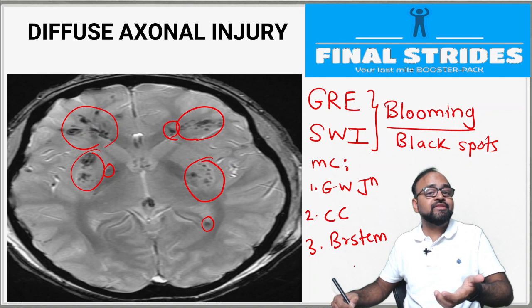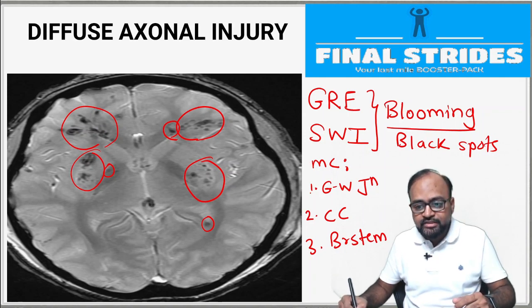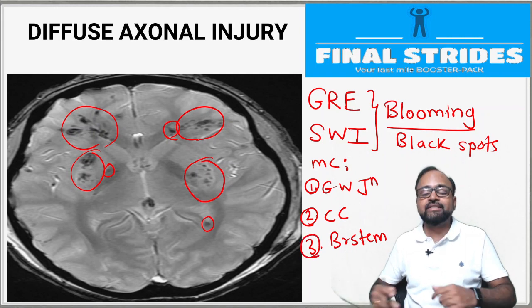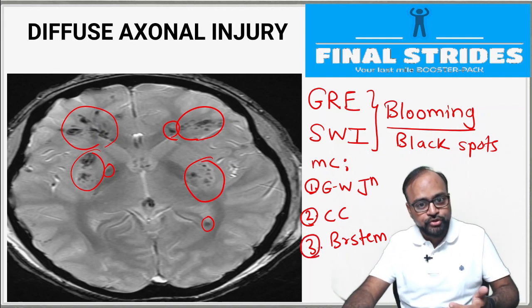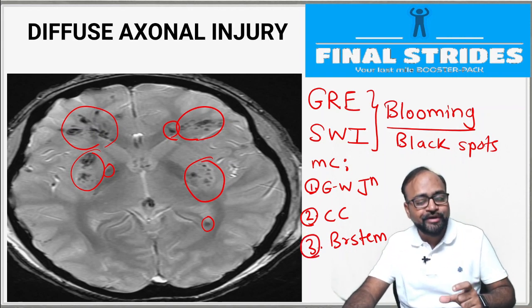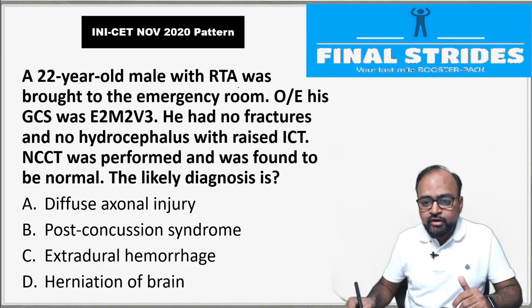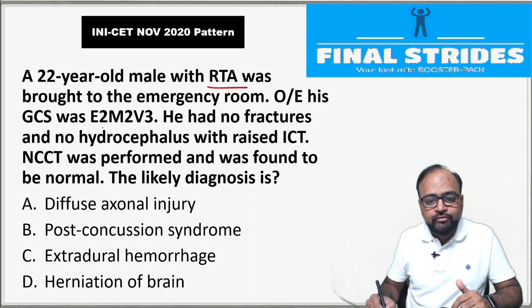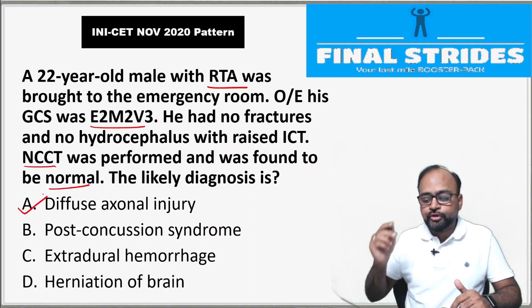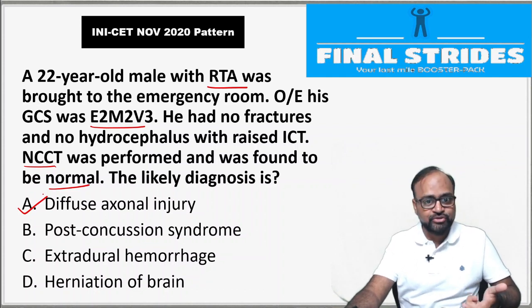Depending upon where this bleed is, this is also classified as stage 1 diffuse axonal injury, stage 2 diffuse axonal injury, and stage 3 diffuse axonal injury. So this is all you need to know as far as diffuse axonal injury is concerned. So in this particular question, a patient of road traffic accident with altered sensorium, non-contrast CT was normal. What is going to be the answer? The answer here is diffuse axonal injury.